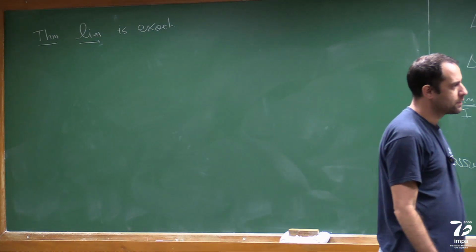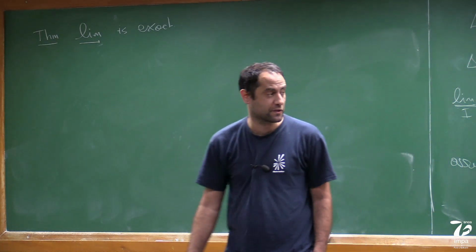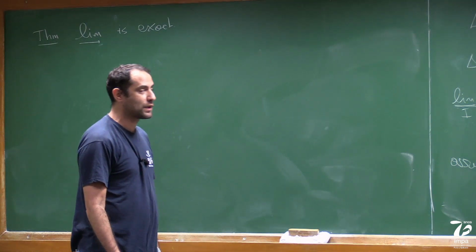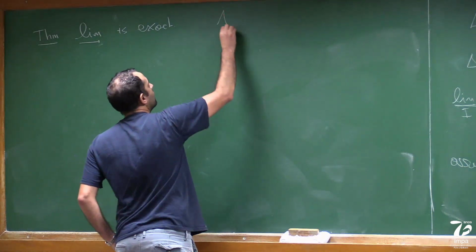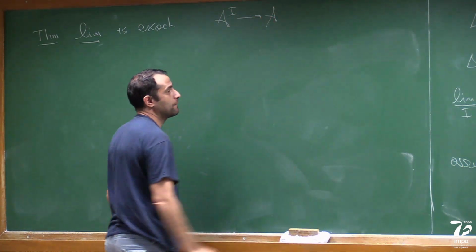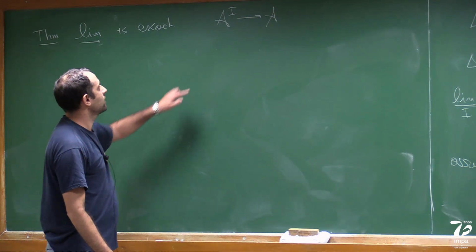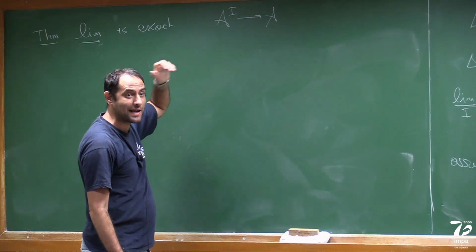Okay. So I need to prove that it's left exact. So I want to understand that it preserves kernels and preserves injections. So the only thing I need to check is that it preserves injections. So for that I need to understand what are injections. So remember, this is a functor from the category of functors from I to A. So I need to check that it preserves injections from here to injections here. In particular, I need to understand what are injections here.